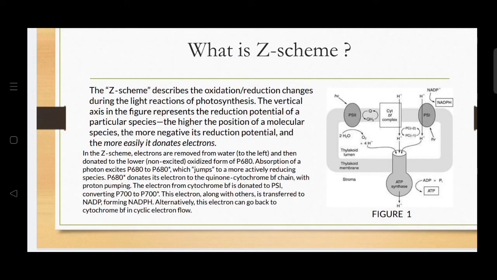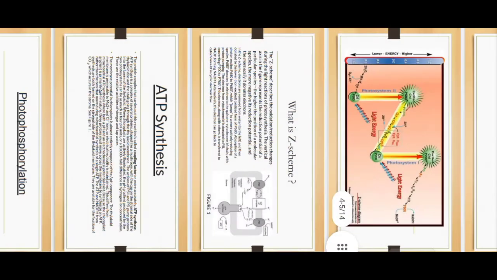Before we start cyclic photophosphorylation, let's talk more about the Z scheme. The Z scheme describes the oxidation reduction changes during the light reactions of photosynthesis. The vertical axis in the figure represents the reduction potential of a particular species. The higher the position of a molecular species, the more negative its reduction potential, and the more easily it donates electrons.